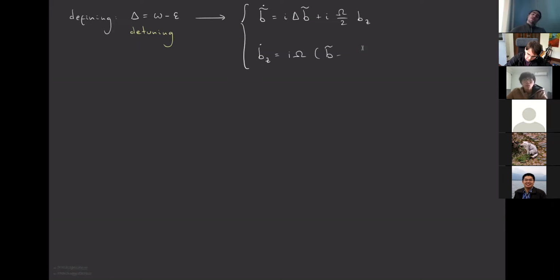Is a tilde. Okay, so now these equations are time independent and finally can be solved analytically. So these equations, we can solve them analytically in a relatively simple way.